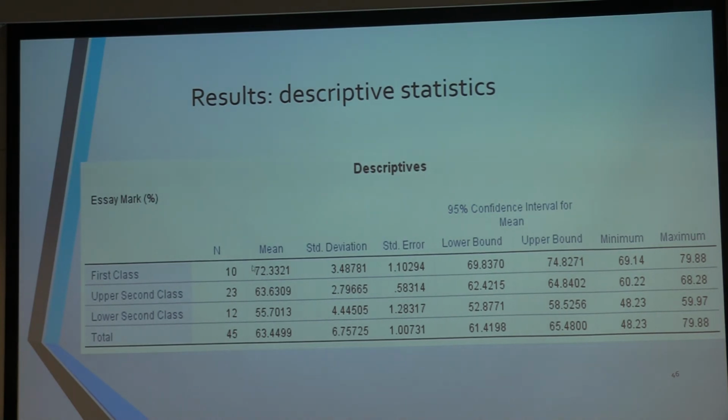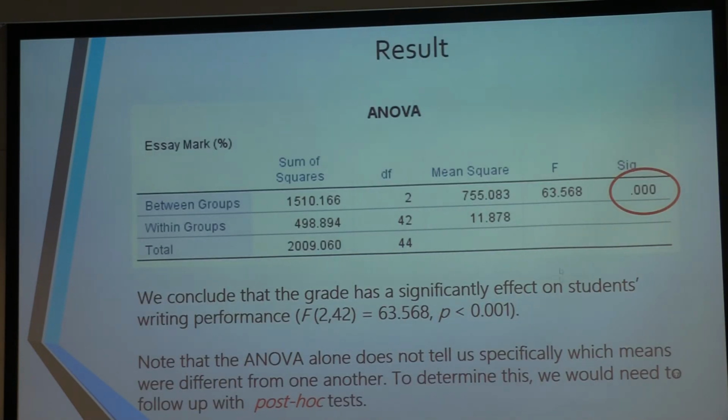From the observation of the mean, we can be pretty sure, right? The difference is quite big, right? Okay. So we conclude from the ANOVA test that the grade has a significant effect on students' writing performance.